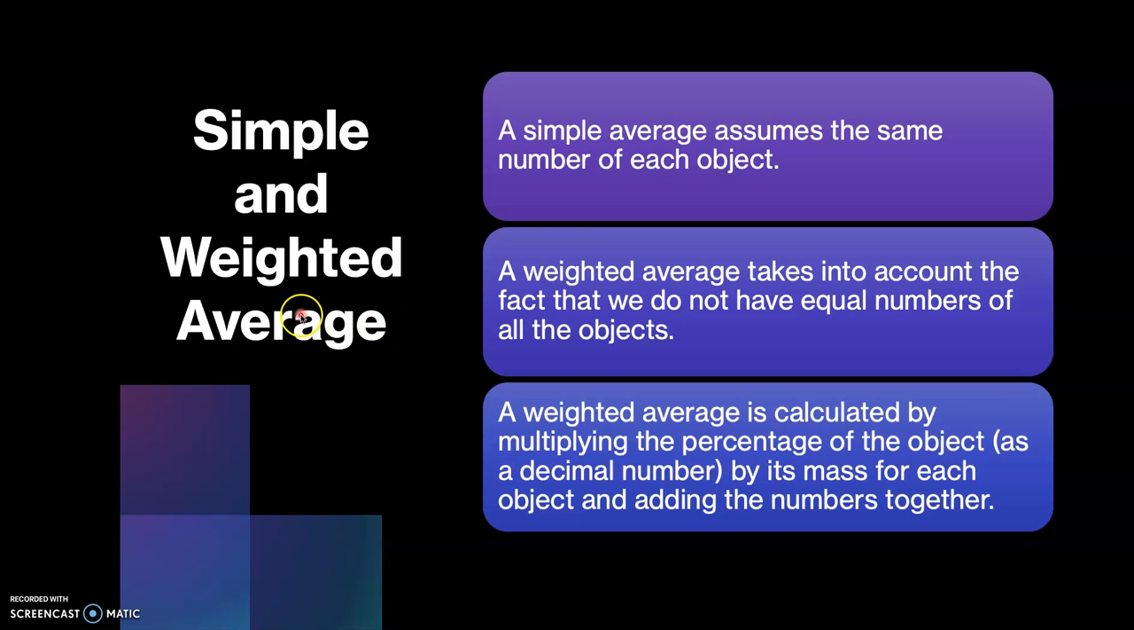Before we talk about weighted average, we must distinguish between the simple average and the weighted average. The simple average assumes the same number of each object. The weighted average takes into account the fact that we do not have equal numbers of all objects. The weighted average is calculated by multiplying the percentage of the object, as a decimal number, by its mass for each object, and then you add all the numbers together.